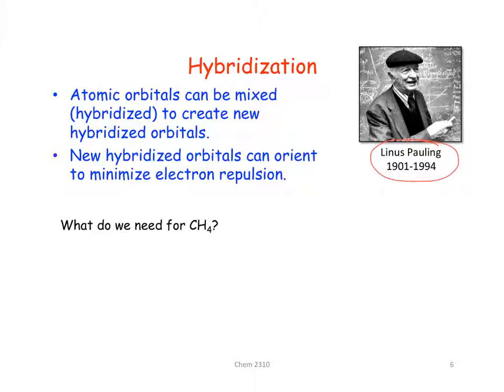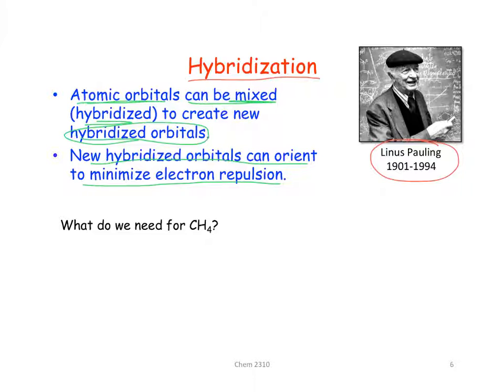All right, so Pauling came up with this model of bonding of orbitals in order to account for the shapes. In this model, it's called hybridization. What it describes is that atomic orbitals, the s and the p orbitals, can be mixed or hybridized to create new hybridized orbitals. The hybridized orbitals are formed by mixing the atomic orbitals. The new hybridized orbitals orient themselves to minimize the electron repulsion.